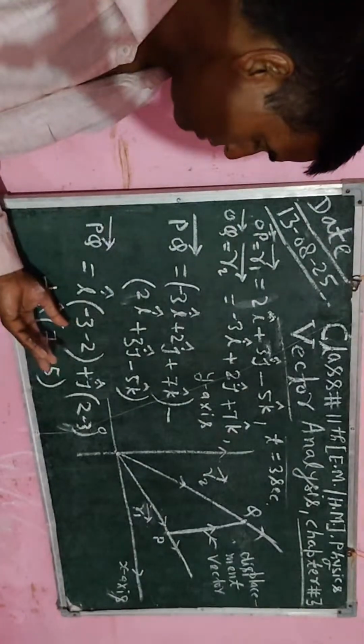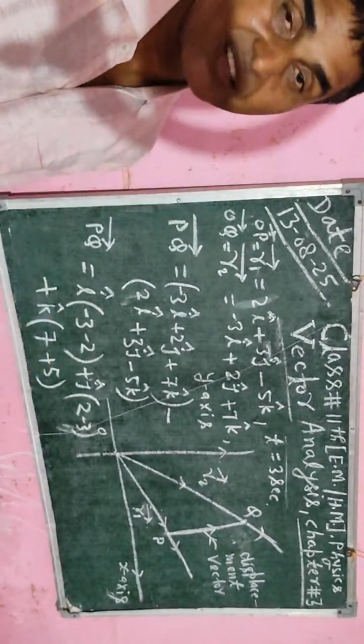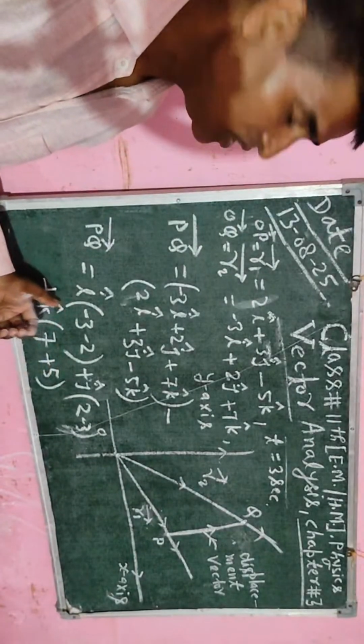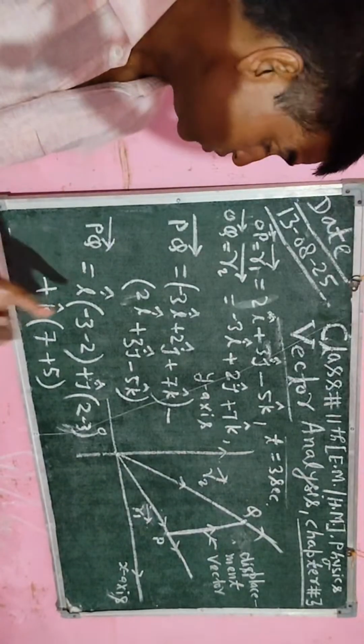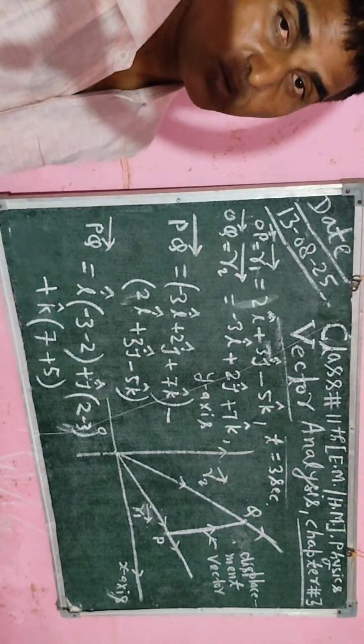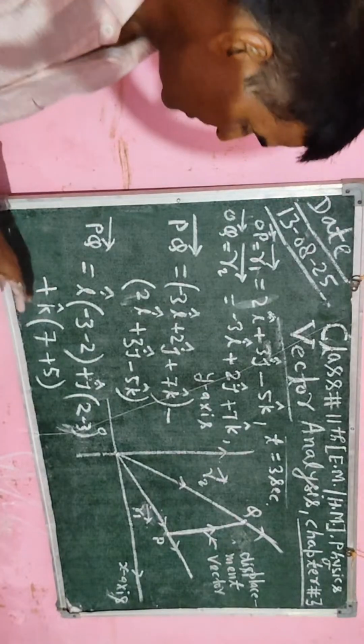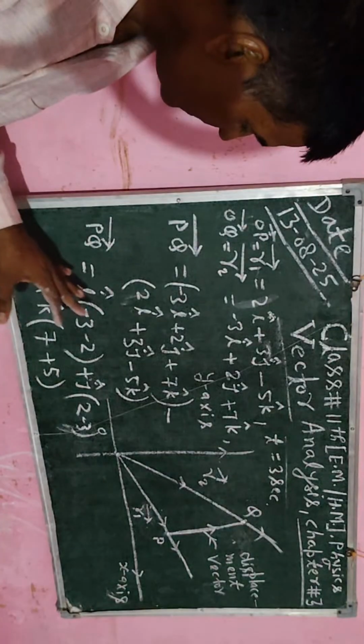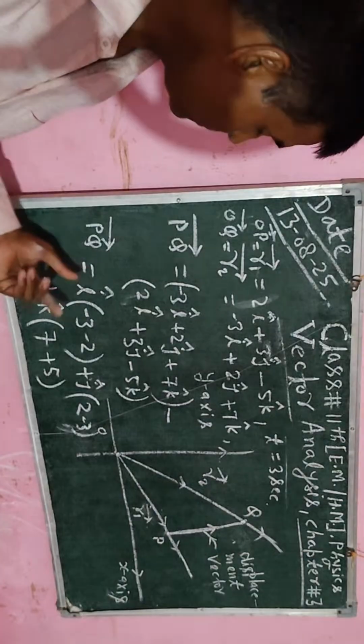Now its value I will summarize. After summarizing I will say this is the value of the position vector. Okay, this is one answer of the given question. Okay student, now further I will simplify. After simplifying I will write the actual position vector.